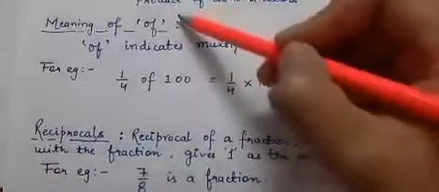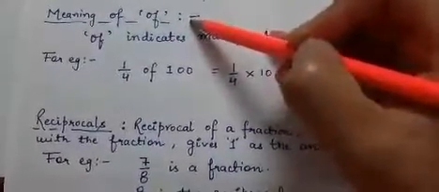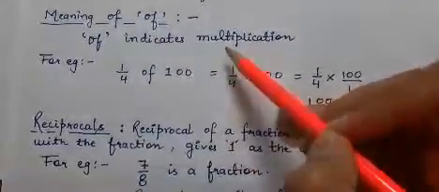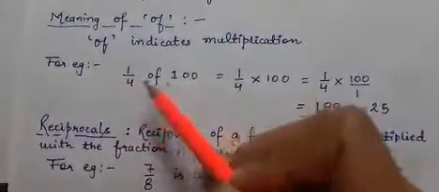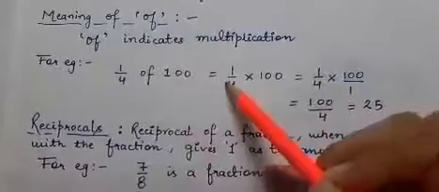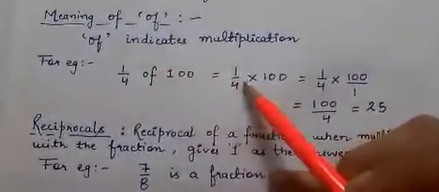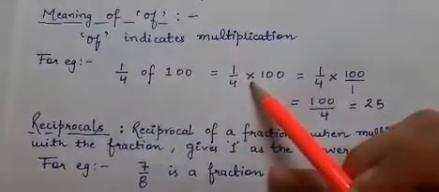Next heading is meaning of 'of'. 'Of' indicates multiplication. For example, 1 upon 4 of 100 is equal to, we have changed 'of' into multiply. The operation used will be multiplication.